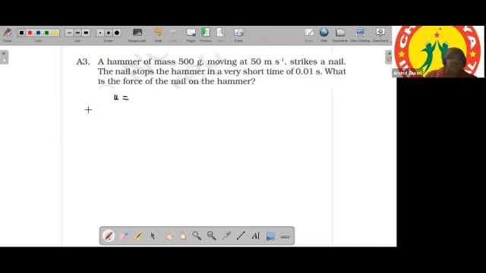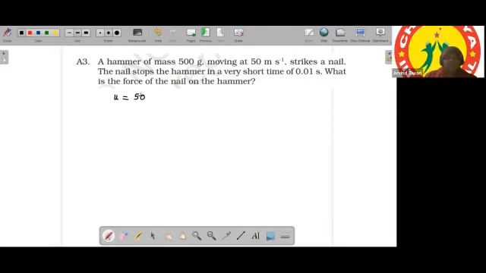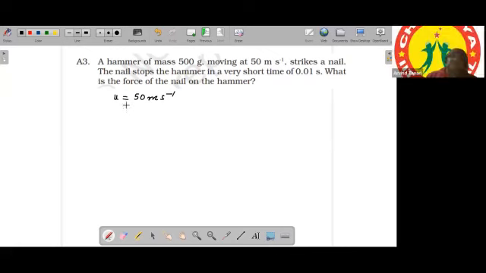Harini, did you get the answer finally? Sir, is the final answer negative 25000000? Okay, let's see. So, Siddhisri, see, you have the initial velocity of the hammer as 50 meter per second.